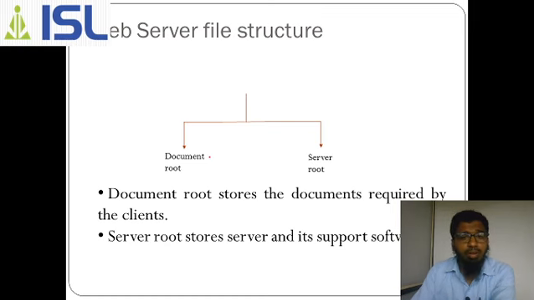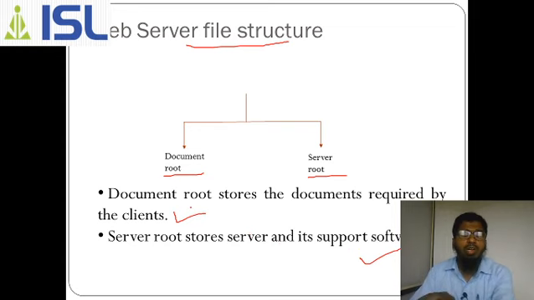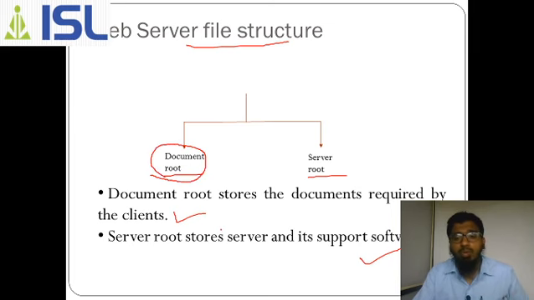See here, the web server file structure is divided into two: document root and server root. Document root stores the documents required by the client. Whatever the client needs, it will store this. Server root stores the server and its supporting software. So whatever documents the client needs, that will be stored by the document root, and whatever support the software needs, the server root will manage that.